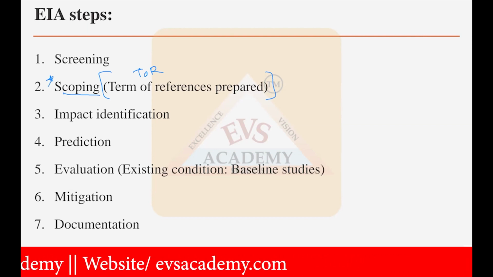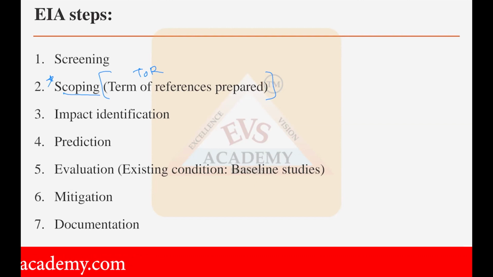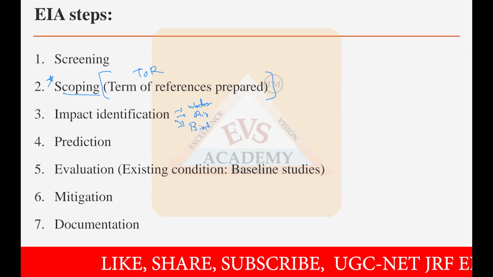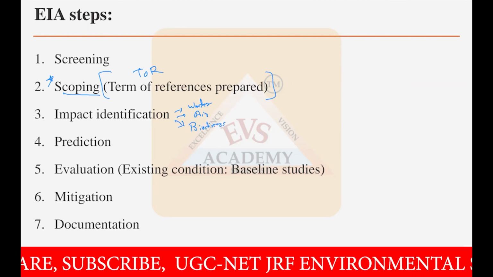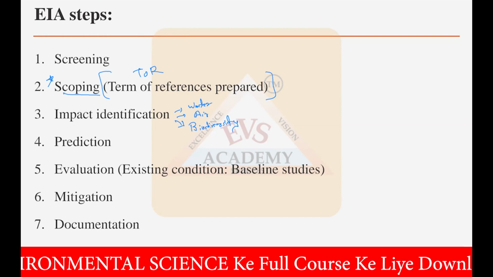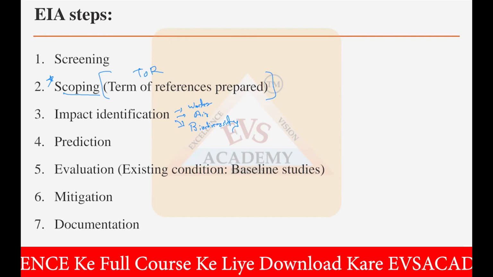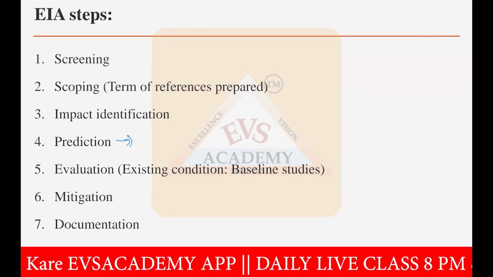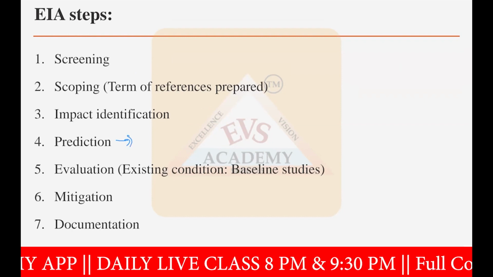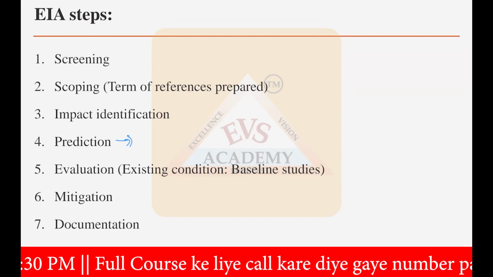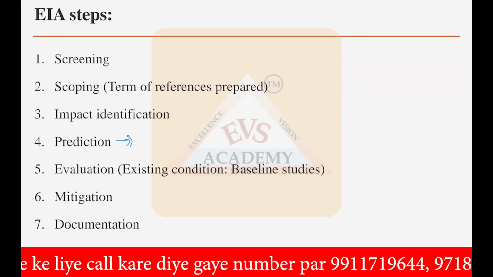Then you have to identify the impact, that is impact identification, like what is the impact on water quality, what is the impact on air, what is the impact on biodiversity, what is the impact on the soil layer. All those impacts you have to identify one by one, and write down everything in a detailed manner. So that is under the impact identification. Under the impact identification, you have to do the prediction as well. How much damage can be caused? What kind of damage can be caused? What can be the adverse effect? All that prediction you have to form under this prediction step. So that is the fourth step of EIA.